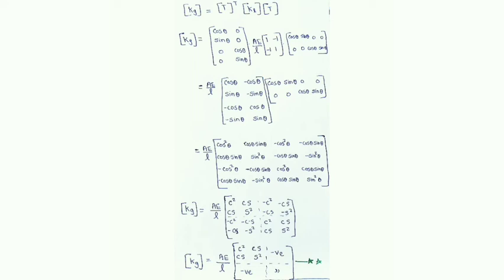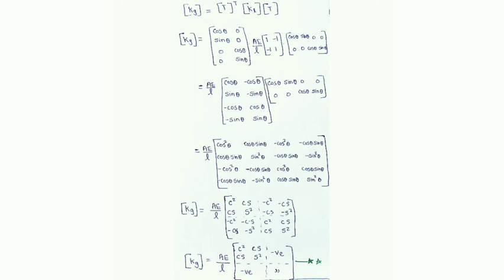L into cos square theta, cos theta sin theta, minus cos square theta, minus cos theta sin theta; cos theta sin theta, sin square theta, minus cos theta sin theta, minus sin square theta; minus cos square theta, minus cos theta sin theta, cos square theta, cos theta sin theta; minus cos theta sin theta, minus sin square theta, cos theta sin theta, sin square theta. So this is the global stiffness matrix.